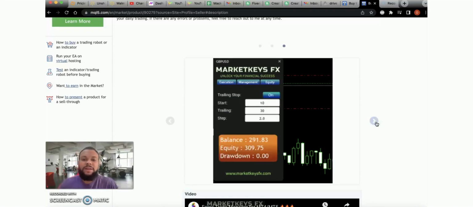It gives you a trailing stop loss. It shows you your balance, your equity, your drawdown. It's perfect for beginners. All right, so that's one.